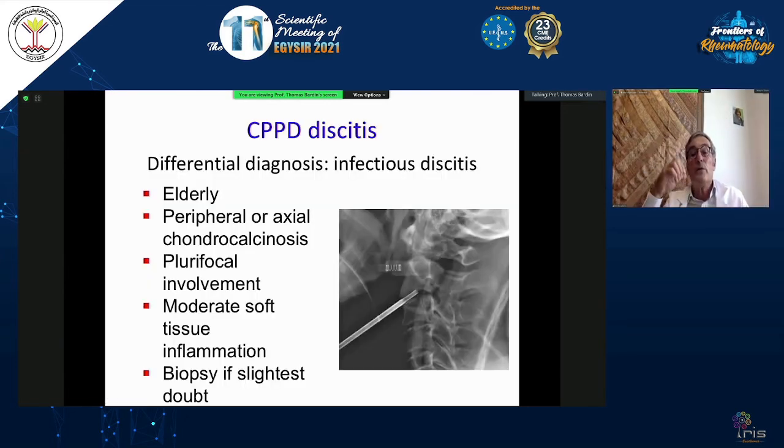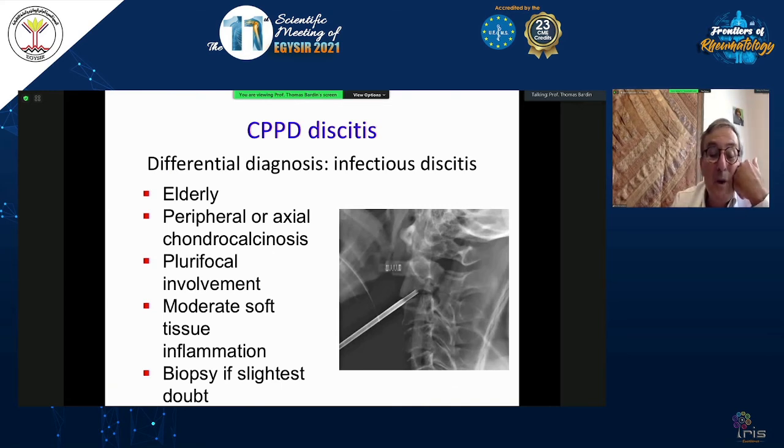So, of course, the main differential diagnosis is the infectious discitis. And again, there are a number of clues. Patients are elderly, they have peripheral chondrocalcinosis or chondrocalcinosis of the spine. They may have a plurifocal involvement, but this can also be seen in septic discitis. And they have usually a moderate soft tissue inflammation.